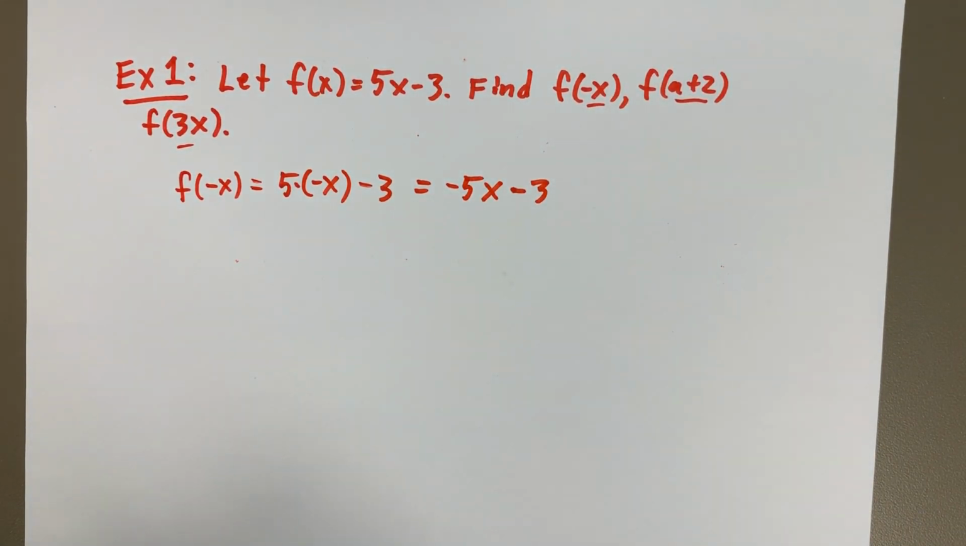We don't get a number out, but we get another expression. And that's perfectly fine. We just want to know what happens when I plug in the negation of a particular number. That's what happens. Okay?